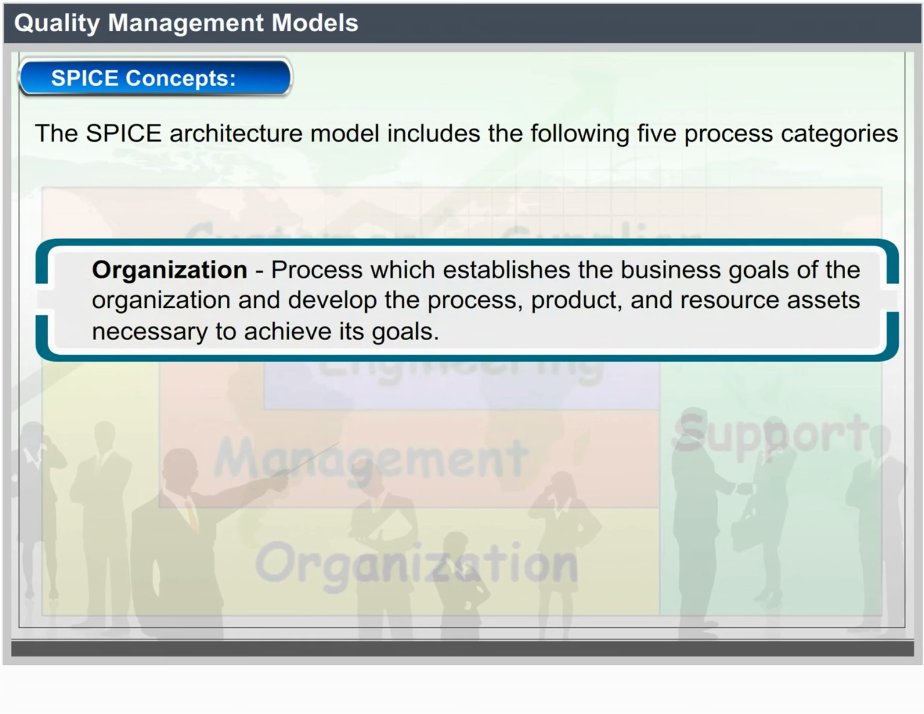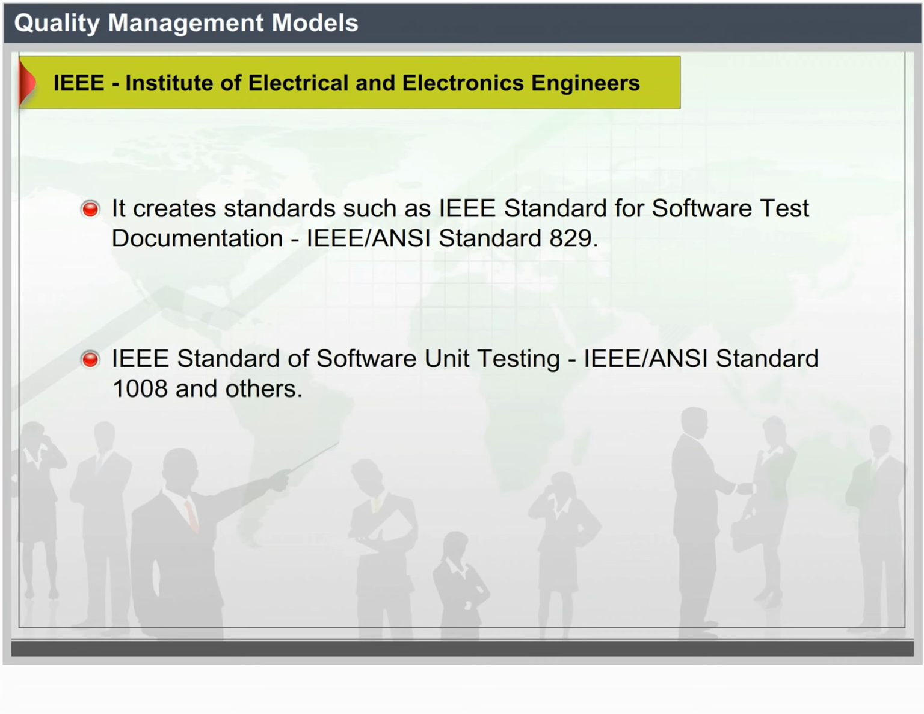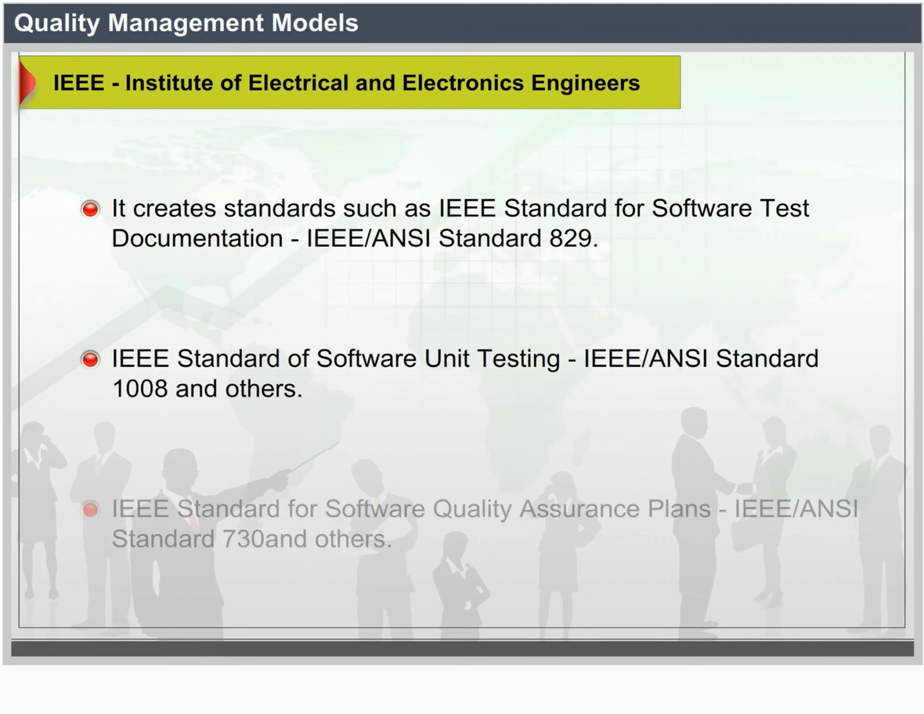IEEE, Institute of Electrical and Electronics Engineers. It creates standards such as IEEE Standard for Software Test Documentation, IEEE ANSI Standard 829, IEEE Standard of Software Unit Testing, IEEE ANSI Standard 1008, and others. IEEE Standard for Software Quality Assurance Plans, IEEE ANSI Standard 730, and others.